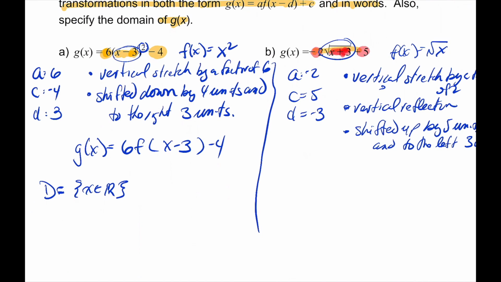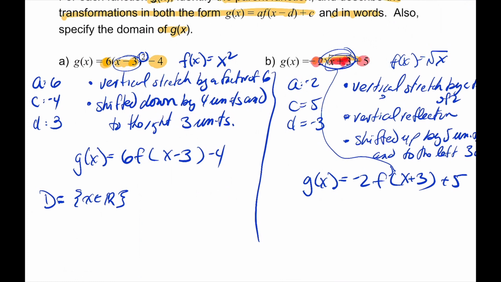And let's write this in function notation. So here g of x is actually equal to, so what's my a value? Negative 2. Write my f with big brackets around it. And then what's my c value? So that's outside my function, plus 5. And finally, what's inside my function is really you take that and just rewrite that inside the brackets. And we get x plus 3. Okay, so there it is in function notation. And last is the domain.